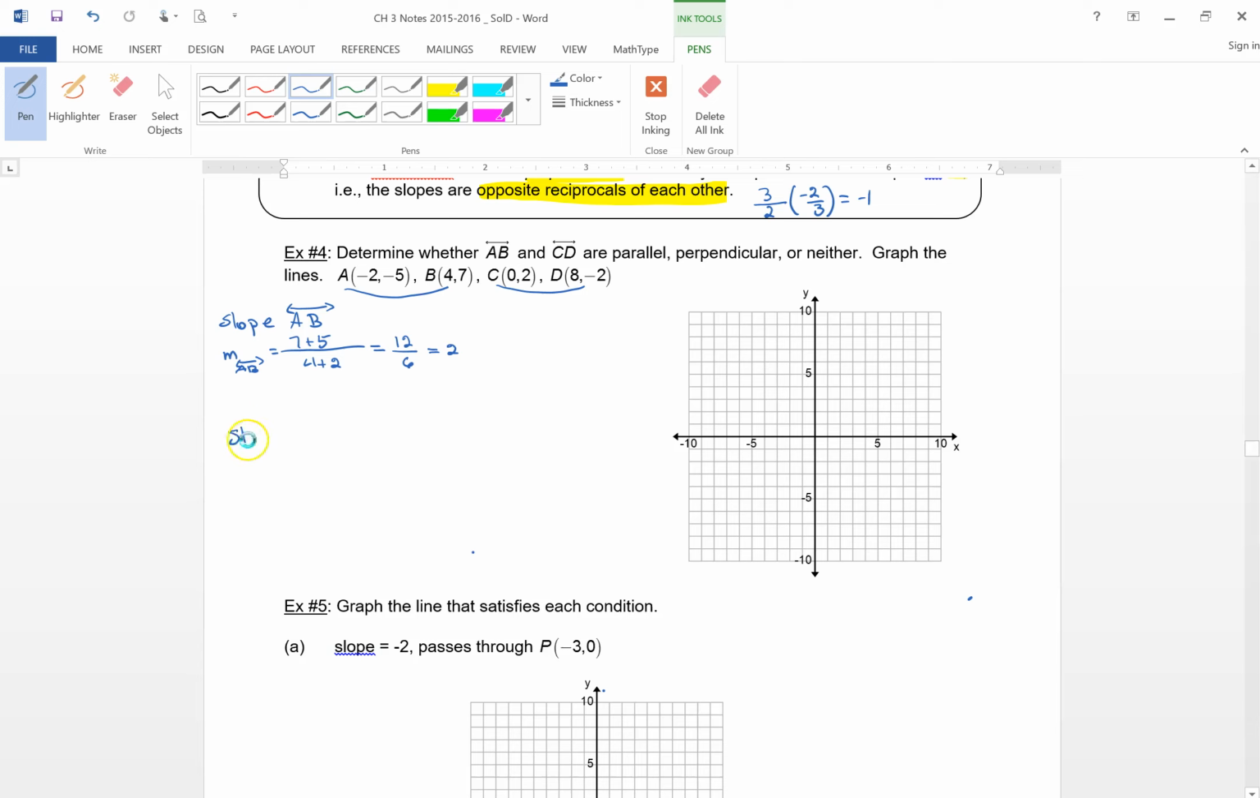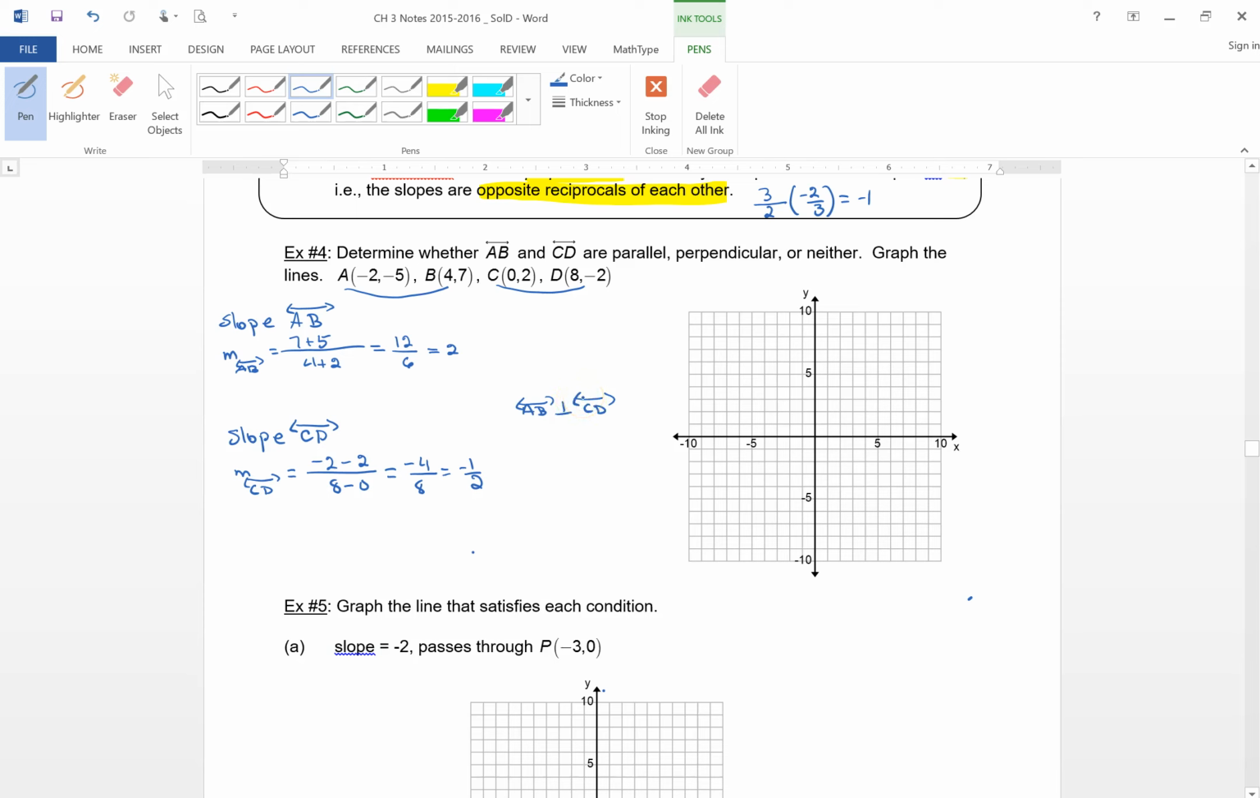Now, to find the slope of CD, it's going to be -2 minus 2 over 8 minus 0. This is -4 over 8, -1 over 2. So look at the slopes. Is the product of the slopes -1? Yes, right? One is the negative reciprocal of the other. That means AB, sure enough, is perpendicular to CD.